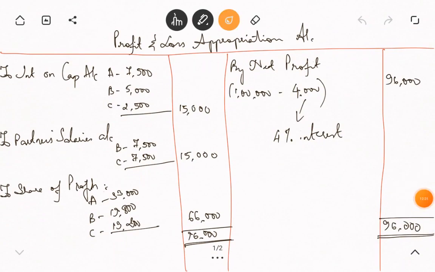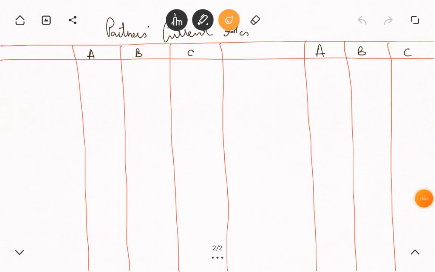So let's just glance at the profit and loss appropriation account. Here you have partners, on the debit side you have interest on capital account. So A, B, and C, that means this will affect your current account, right? And then partners' salaries also will affect your partners' current account. And then share of profits also, because it's transferred to your partners, will affect your current account. So from the profit and loss appropriation account, we have three entries to record in the current account. Let's record these entries one by one.